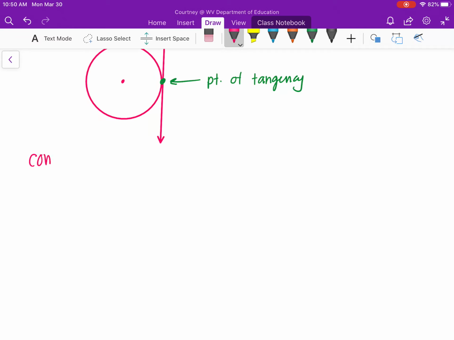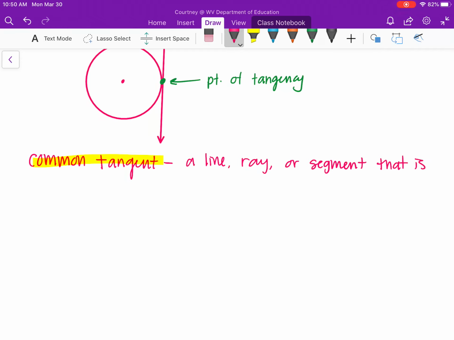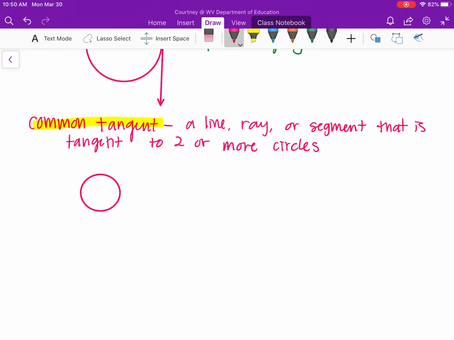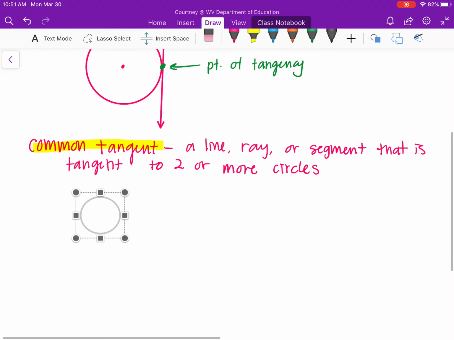Another vocab word, common tangent. Common tangent. This is a line, ray, or segment that is tangent to two or more circles. Okay, so another drawing. We have a small circle and a bigger circle.